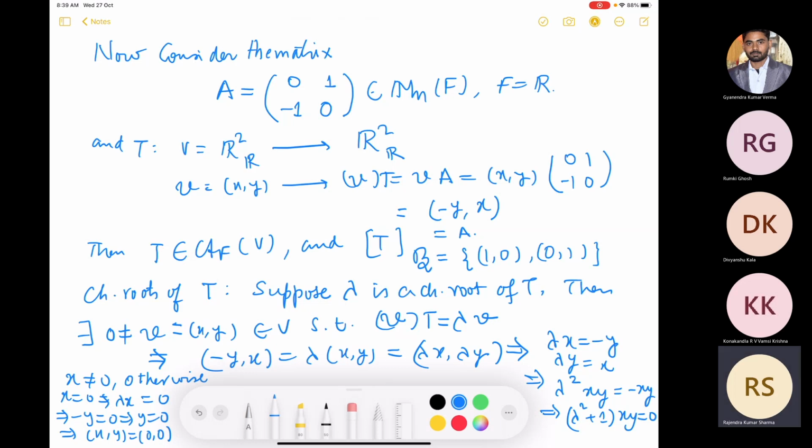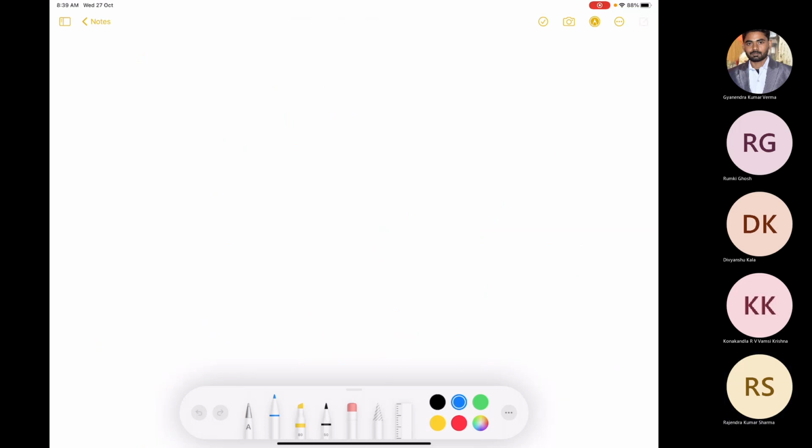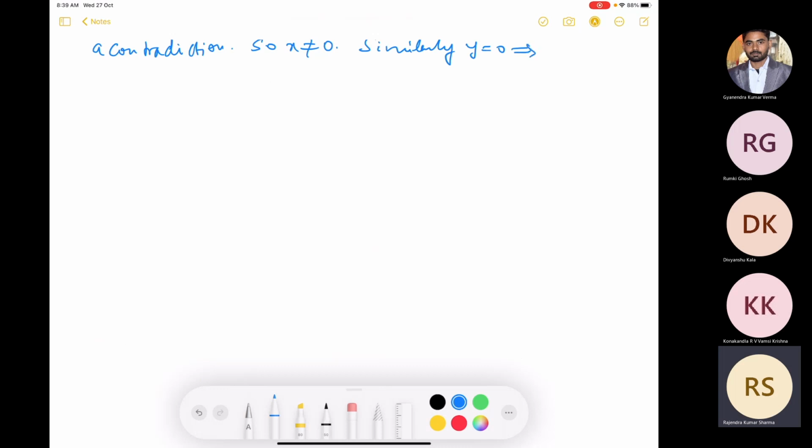Likewise, when y is 0, then lambda y is 0 and x is 0. A contradiction. So x is not 0. Similarly, y equal to 0 also implies x is equal to 0. Again a contradiction. Hence, neither x is 0 nor y is 0 in this situation. And that forces xy is not 0.